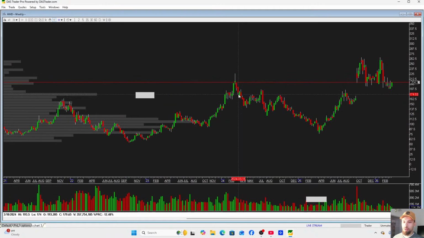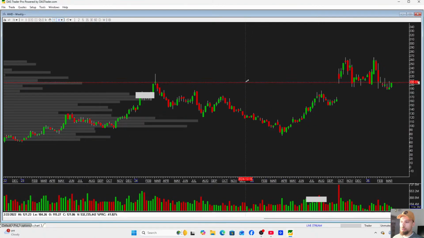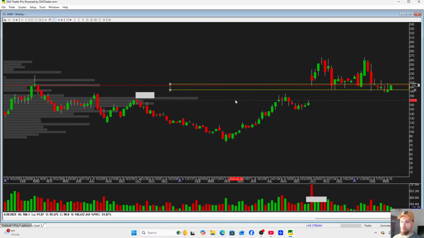AMD weekly chart. Had a really nice day yesterday. Let's see, area of resistance here that I'm charting, almost where the price is currently at. Seems to be a decent level. 207 is what I'm marking. Couple bounce points around 195, 194. So we have that charted.